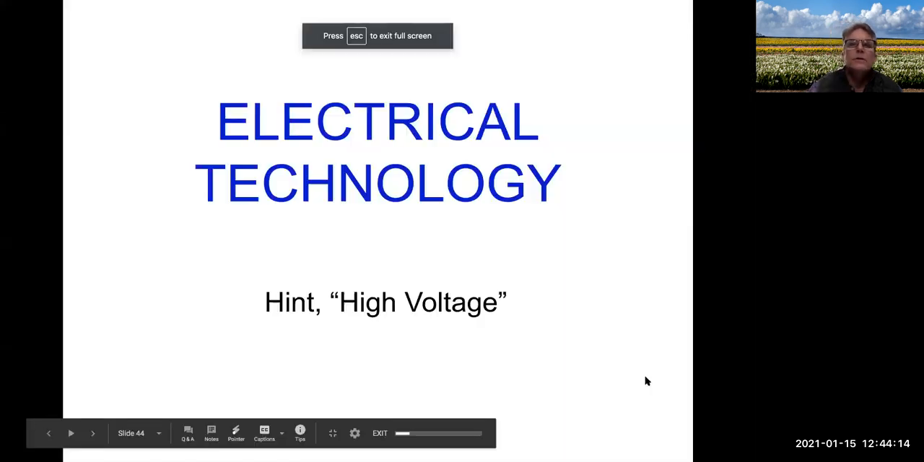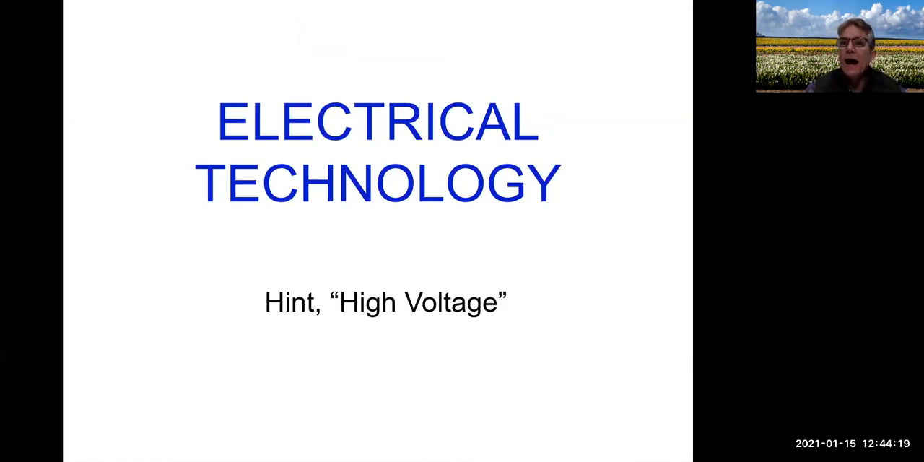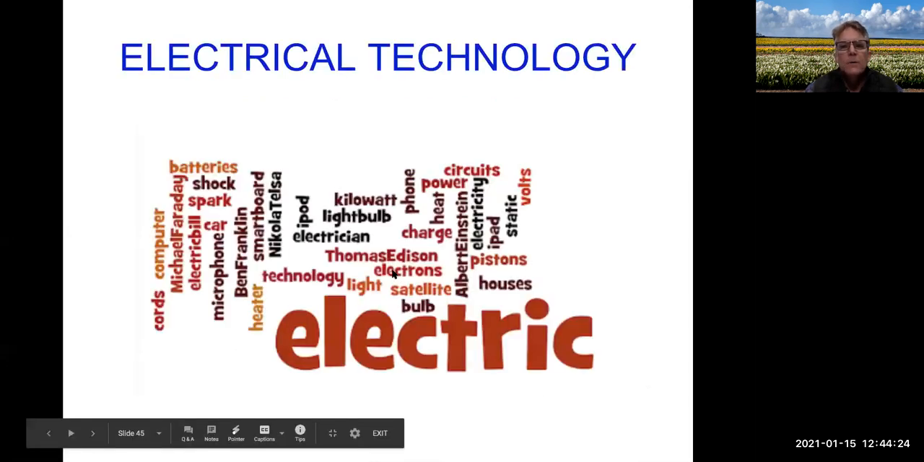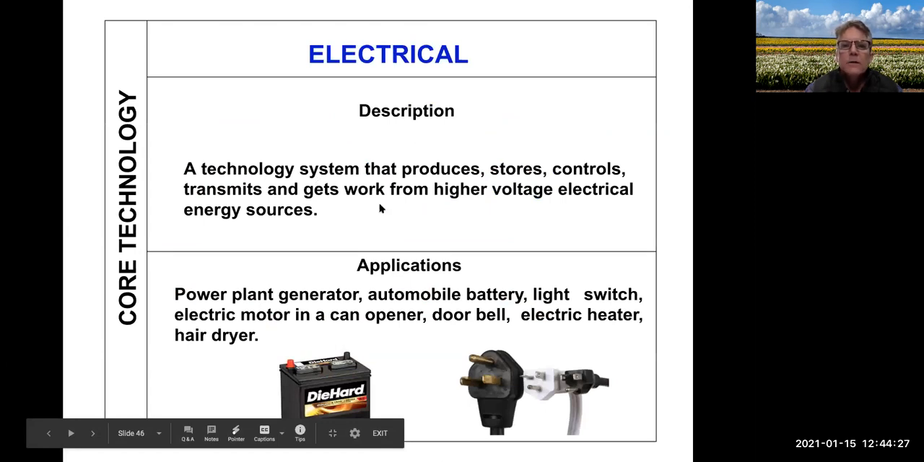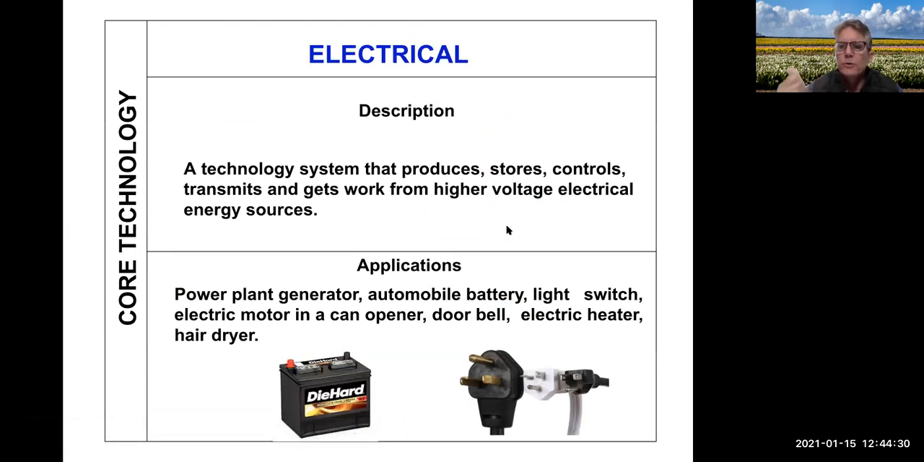Today we are looking at electrical technology, hint, high voltage. So electrical technology is what? Electrical technology is a technology system that produces, stores, controls, transmits, and gets work from higher voltage electrical energy sources. So my hoverboard was storing electricity. That is why it would be an electrical device when it was plugged in.